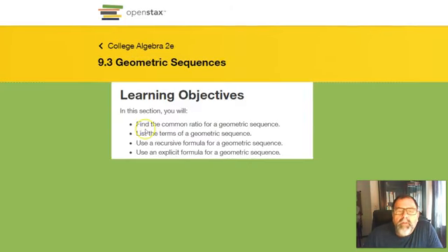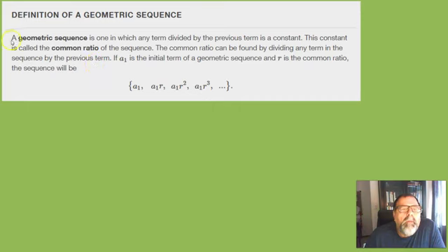And our first learning objective, find the common ratio for a geometric sequence. A geometric sequence is one in which any term divided by the previous term is constant. This constant is called the common ratio of the sequence. The common ratio can be found by dividing any term in the sequence by the previous term.